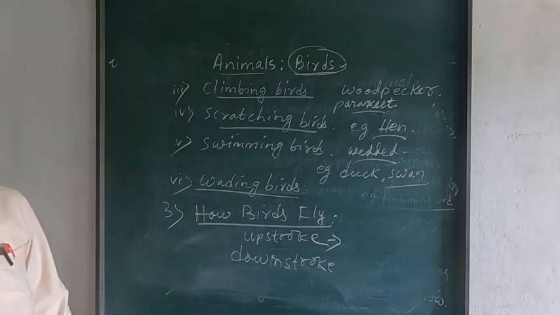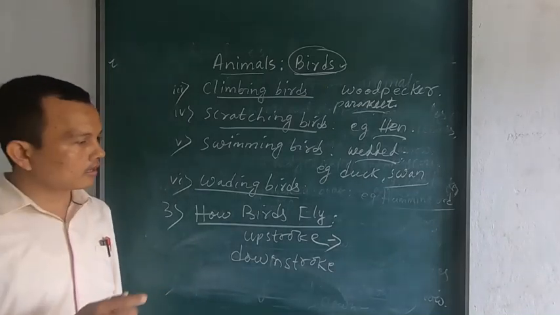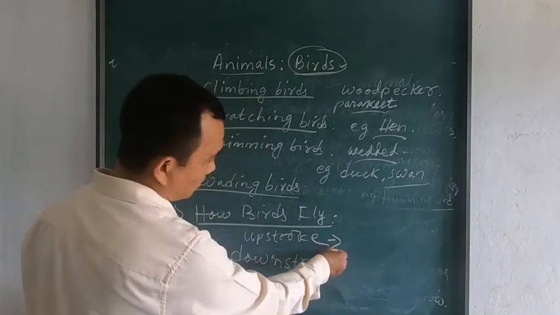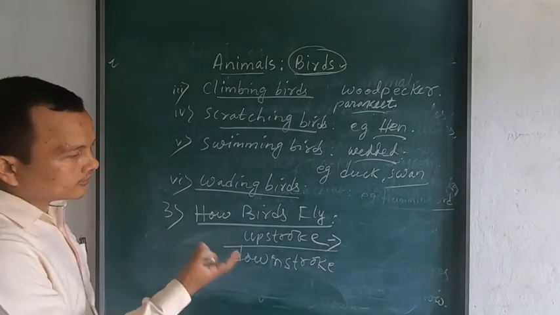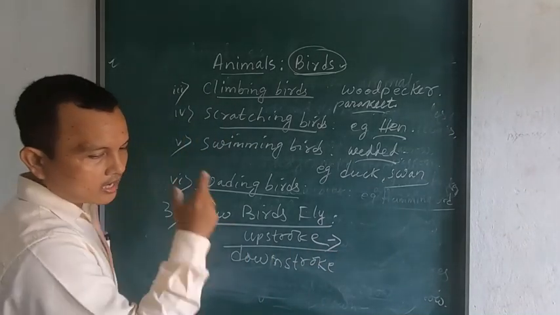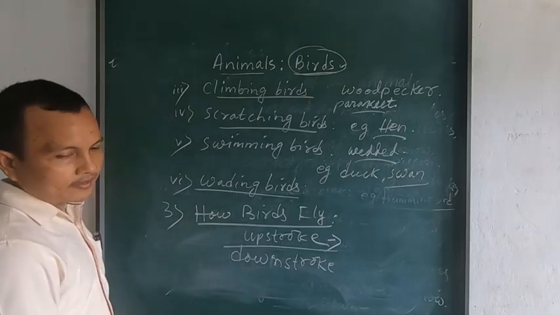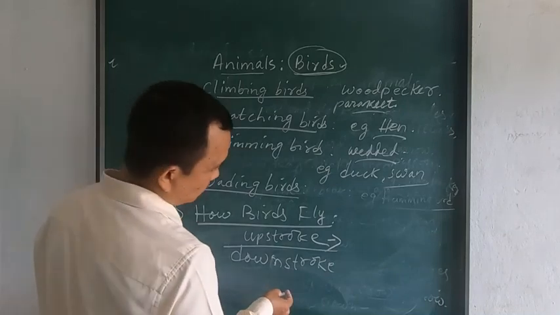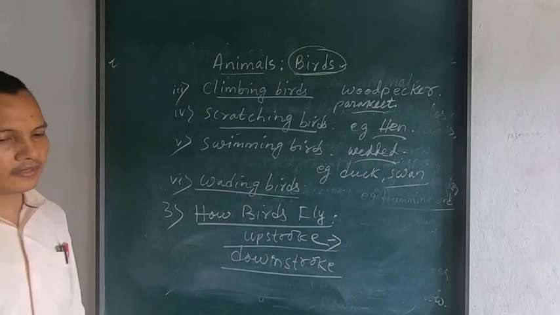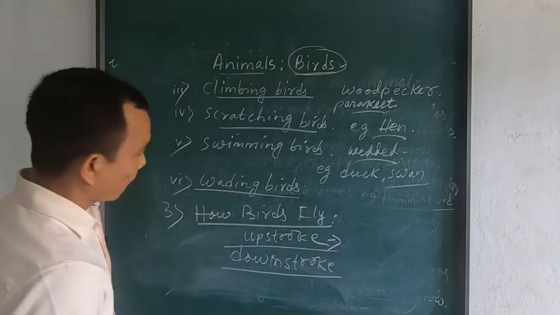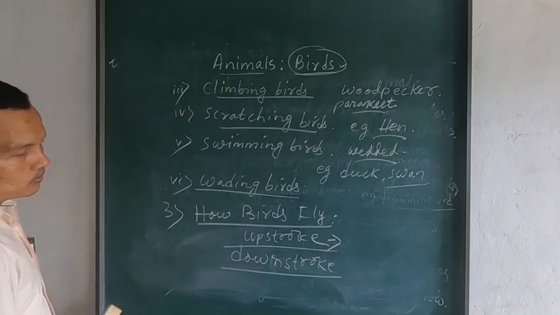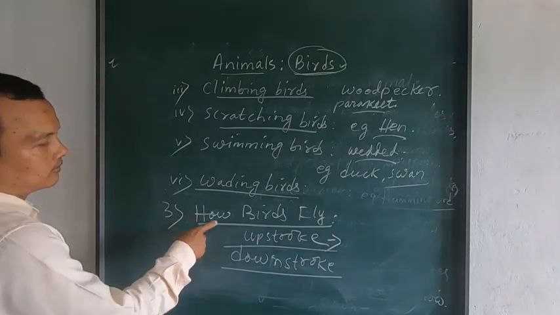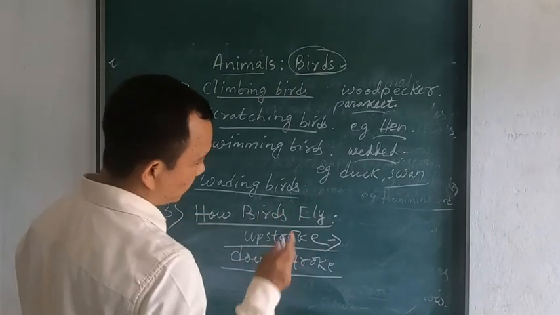Upstroke, when you say upstroke, the upward and backward movement of wings is called upstroke. On the other hand, the downward and forward movement of wings is known as downstroke. So these are the two important points that have to be noted to know how birds fly.